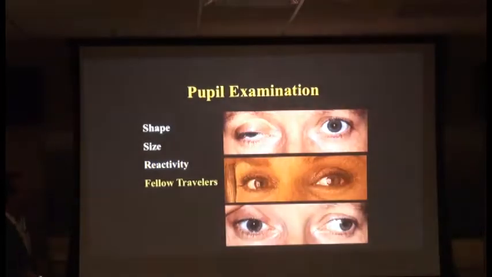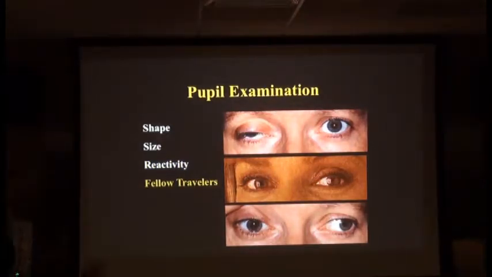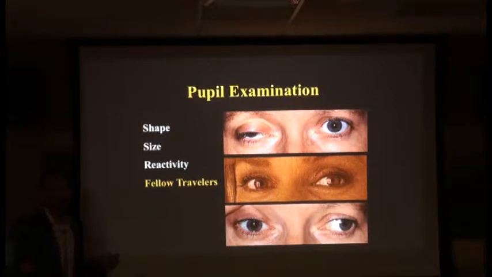And then fellow travelers. So what are the fellow travelers? Well, we talked a little bit about the anatomy, third nerve and sympathetics. And you guys know that the third nerve goes to more than just the pupillary sphincter, right? Where else does the third nerve go? Third nerve.